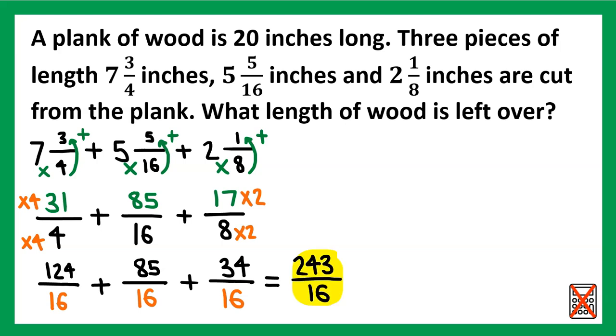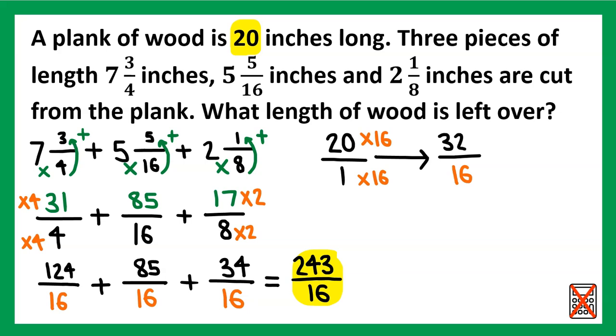And now I need to subtract this from the total amount to see what length of wood is left over. As previously mentioned, you'll find it easier to add and subtract fractions with common denominators. That includes when written as whole numbers too. So 20 as a fraction can be written as 20 over 1. This can be changed to a fraction over 16 by multiplying the denominator and the numerator by 16. 20 times 16 is 320.